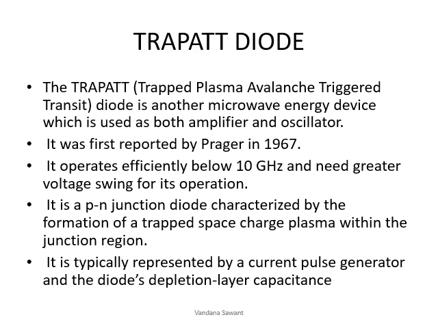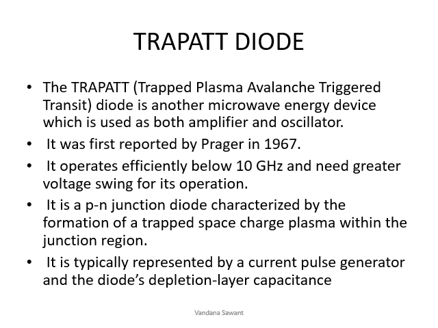Other than this, there is another avalanche transit time device, that is the TRAPATT diode. The TRAPATT diode is also called the trapped plasma avalanche triggered transit time diode.